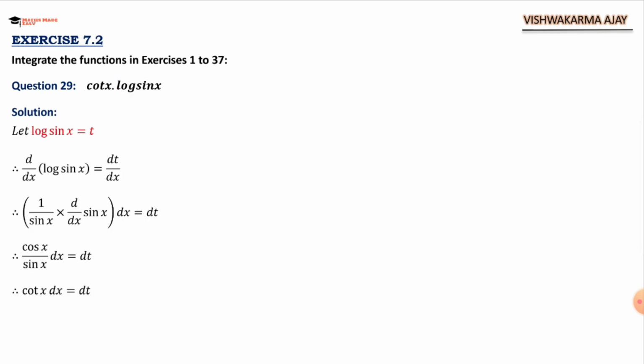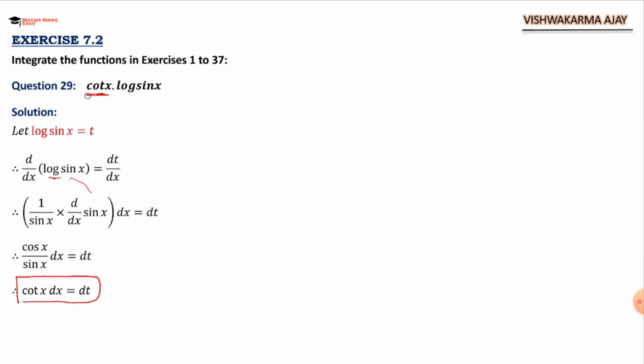Cot x dot log of sine x. Let's take log of sine x as t, because the derivative of log x is 1 upon x. Since it is a logarithmic function and a trigonometric function, first we will find the derivative of the logarithmic function times the derivative of the trigonometric function. The derivative of log sine x is equal to dt upon dx. The derivative of the logarithmic function is 1 upon sine x, times the derivative of sine x, which is cos x. So cos x upon sine x dx is equal to dt. That means cot x dx can be written as dt.